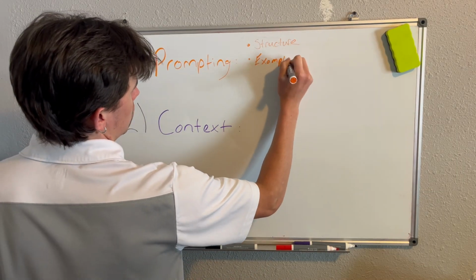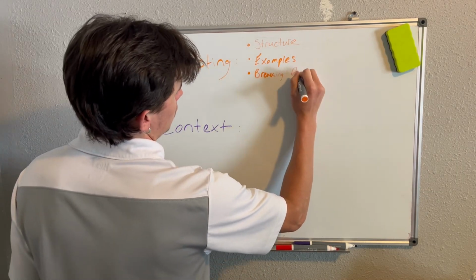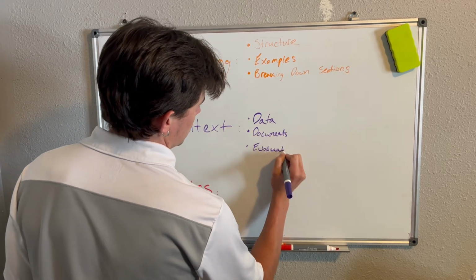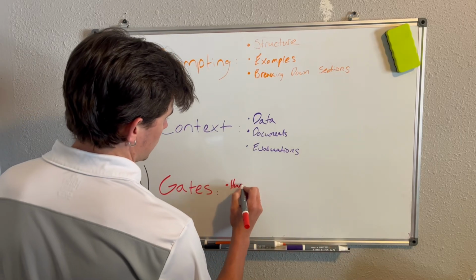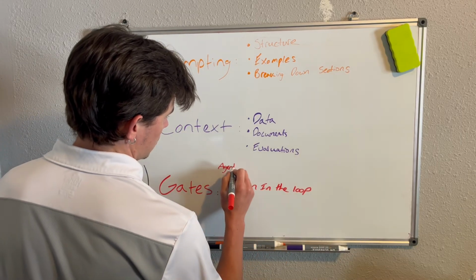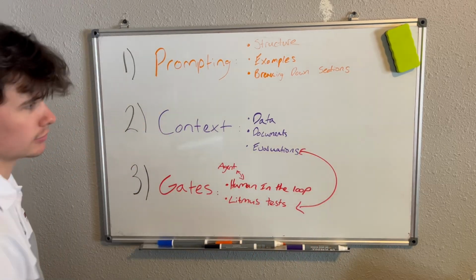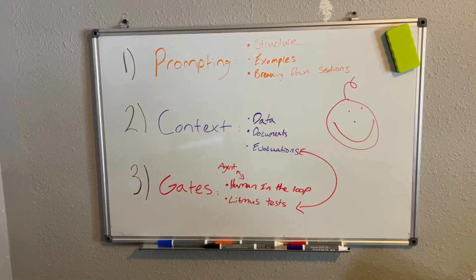Within prompting, we're going to talk about the structure, giving examples, and also breaking down certain sections. Then we're going to go into context engineering, so data, documents, and evaluations. And finally, I'm going to explain what gates are, so that can be human in the loop gates or agent in the loop, and then litmus tests. And at the end of it, you'll be very happy.